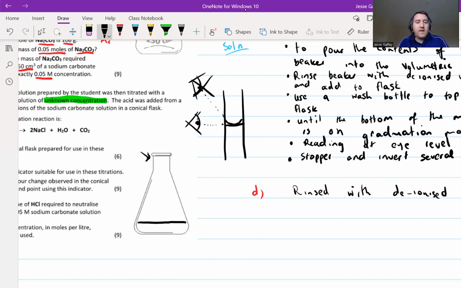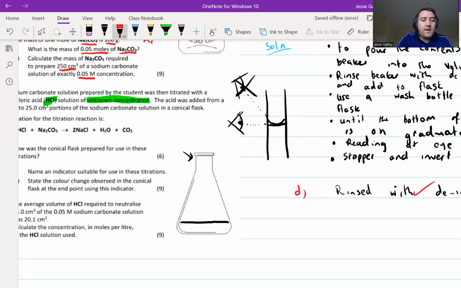If we have rinsed this with the solution it's going to contain, and then we add the 25 centimeters cubed, there's a good chance that there's going to be some drops of this substance left in the flask, and therefore this won't be exactly 25 centimeters cubed anymore. It's going to be too many moles. Okay, so that's not going to help us. So this one's only rinsed with deionized water. Well done if you got that right. That was worth 6 marks. Give yourself a tick and give yourself 6 marks.